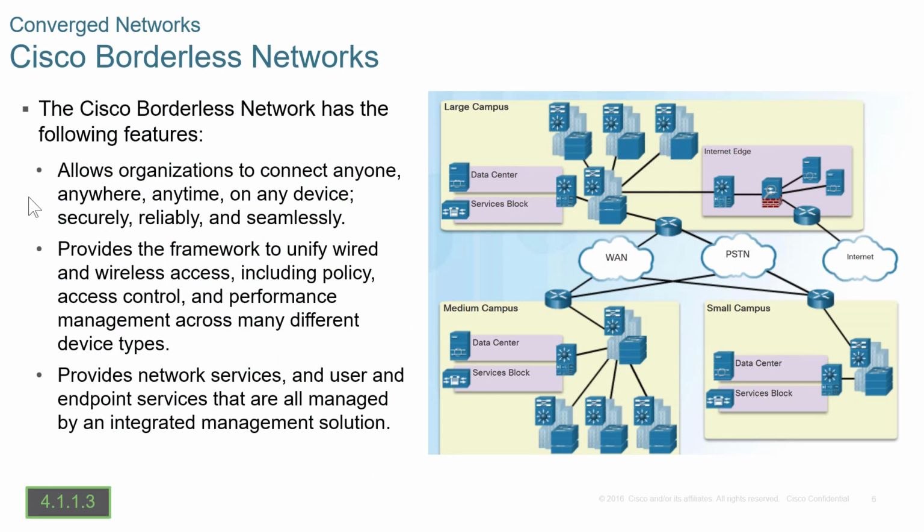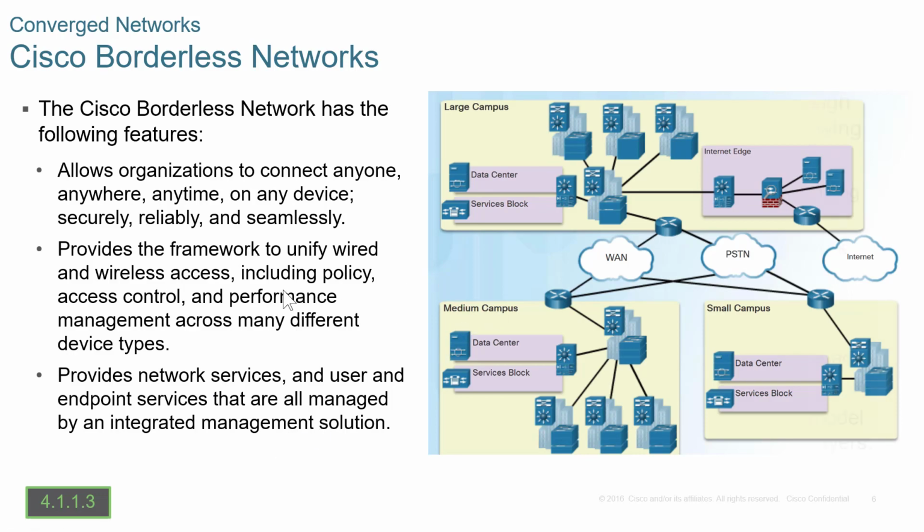So now we get into one of the slides in this chapter that I think is more marketing material than specifically about switched networks, and they go in talking about Cisco borderless networks and all the wonderful features they have where they can allow organizations to connect anyone, anywhere, anytime on any device securely, reliably, and seamlessly. Sounds like market speak to me. Gives us a framework to unified wired and wireless access and provides network services, user endpoint services, blah, blah, blah.